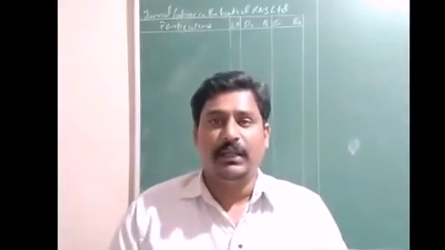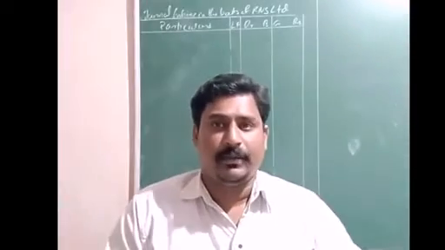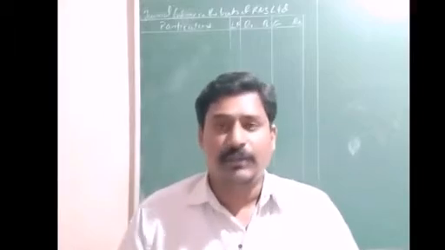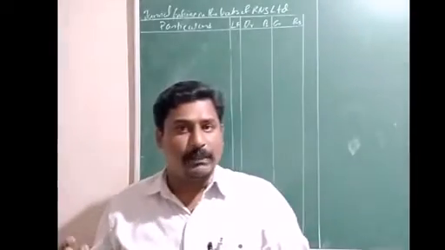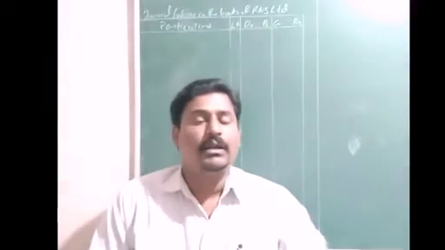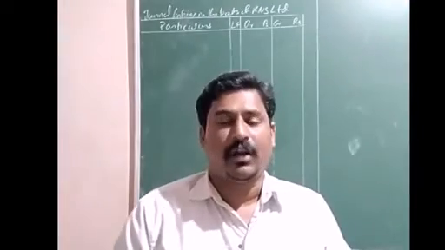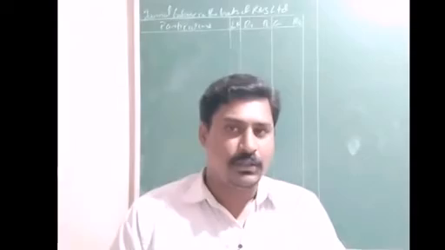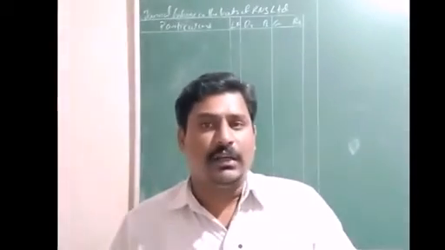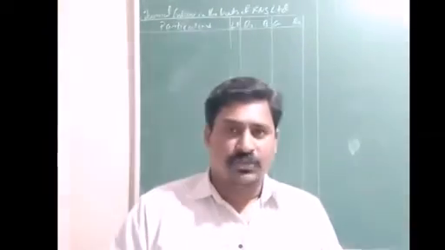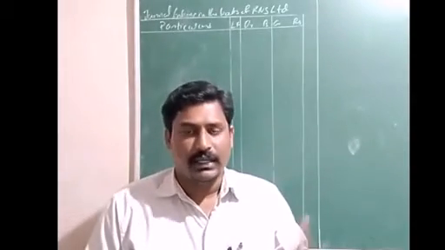RNS Limited issued 10,000 shares to the public, and the face value of the share is 10 rupees each. The amount payable is 3 rupees on application, 2 rupees on allotment, 3 rupees on first call, and 2 rupees on final call. So in this way the amount of the share is collected, right?